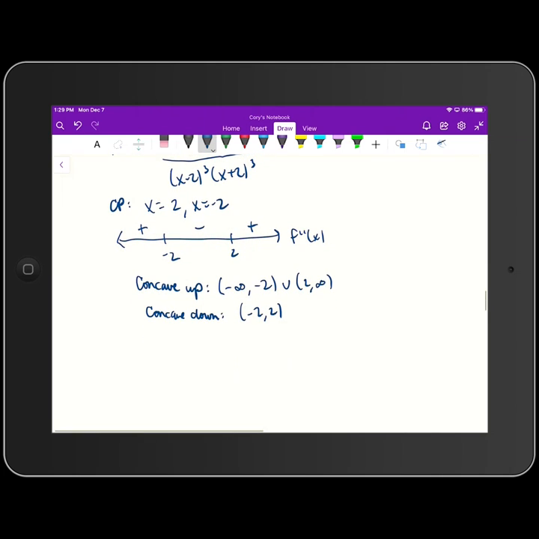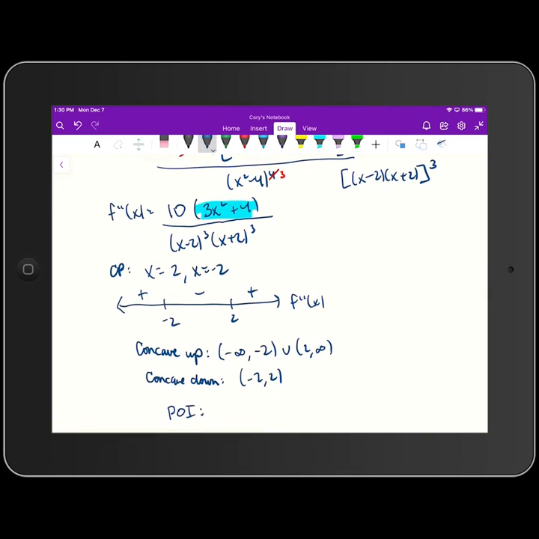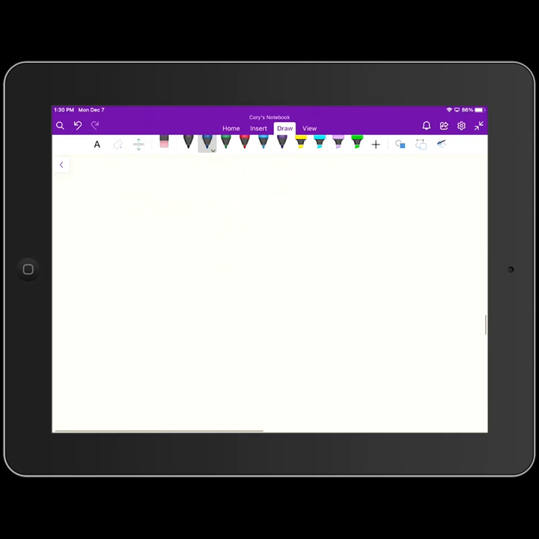And then points of inflection. So we see that the second derivative changes sign at negative 2 and 2. But when we check, the first derivative is undefined at negative 2 and 2. So that's why we have to check the domain to start with, because looking at the sign chart only, you would think you would have points of inflection at negative 2 and 2. But since the first derivative does not exist at those points, there are no points of inflection for that function. Okay, so make sure you check the domain to start with.